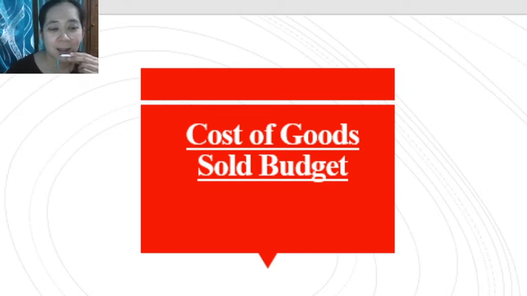So the next budget that we will prepare is now the cost of goods sold budget. If you still remember, our cost of goods sold basically includes the beginning and ending inventories, the number of units produced, as well as the number of units sold. Since we have already prepared the sales budget, the production budget, and the ending finished goods inventory budget, we can now prepare our cost of goods sold budget.